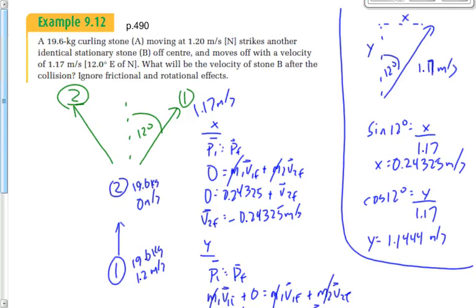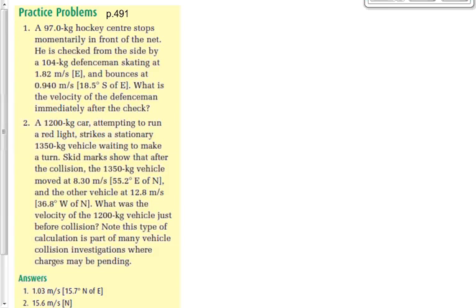See what you can do with those. And then we'll take a look at either of these if we need to a little bit later on, okay? All right, let's take a look at question number 1.